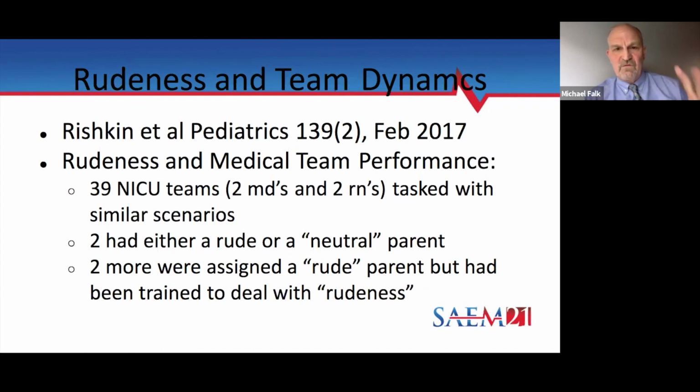There were 2 MDs and 2 nurses in each team, and they were all tasked with 5 patient scenarios over the course of a day. Some teams had either a rude parent or a neutral parent. And the rude parent would literally make comments like, "Why did we come here? This is basically third world medicine. We should have gone to another hospital." Furthermore, 2 more of those teams, when they were assigned the rude parent, were actually trained to deal with rudeness through 2 different mechanisms.